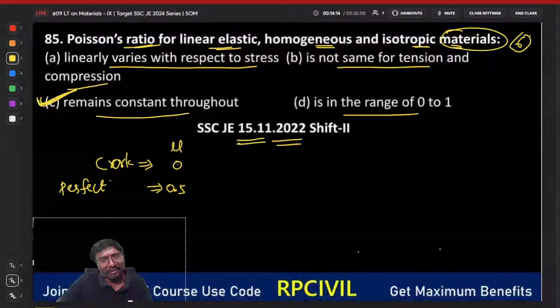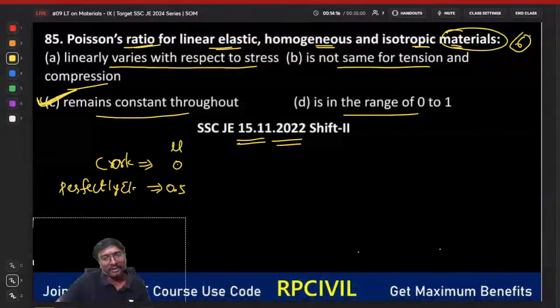Anyway, I have given all these values in the previous class, the day before yesterday. I will not give these values now. Now tell me, will it be changing or not changing? This is your rubber. For rubber it is 0.5.